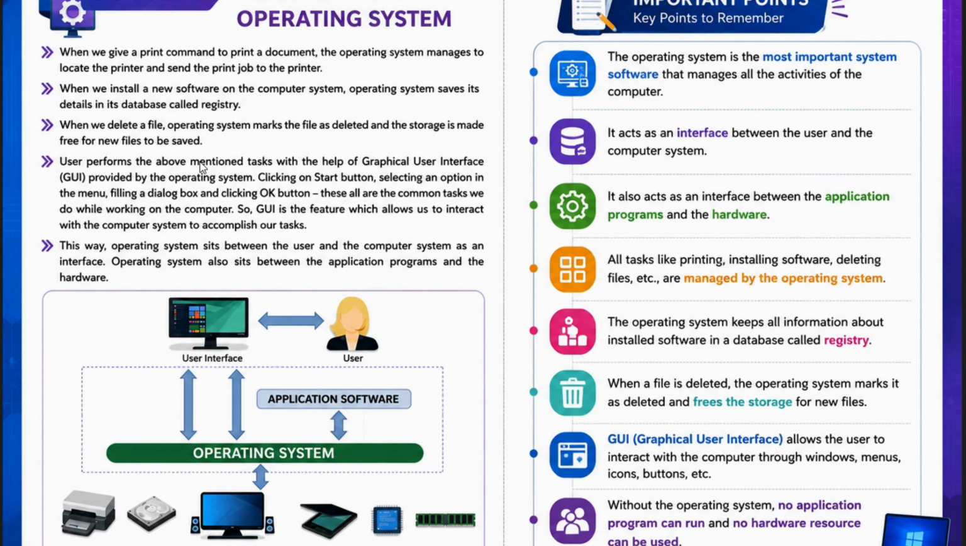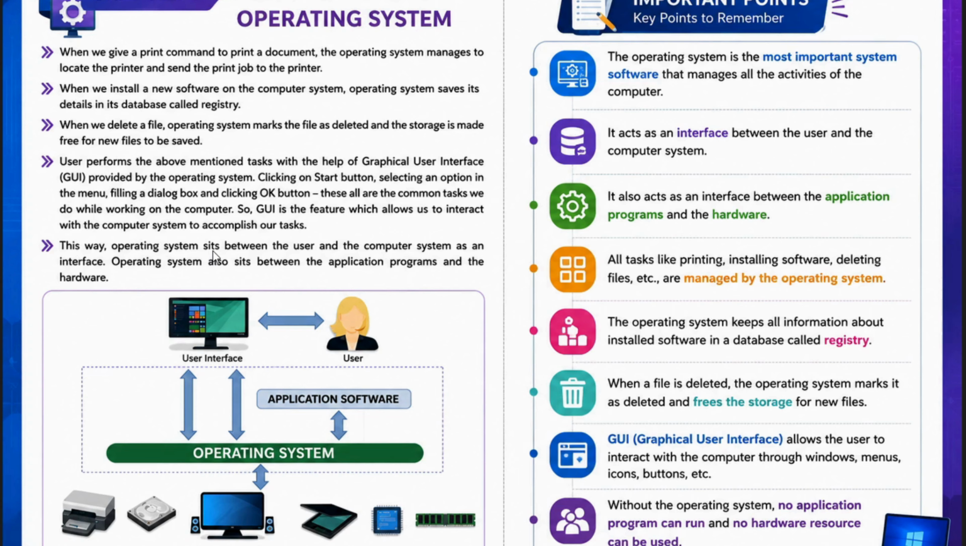Users perform the above mentioned tasks with the help of the graphical user interface provided by the operating system. Clicking on the start button, selecting an option in the menu, filling a dialog box, and clicking the OK button. These are all common tasks we do when working on the computer. So GUI is the feature which allows us to interact with the computer system to accomplish these tasks.